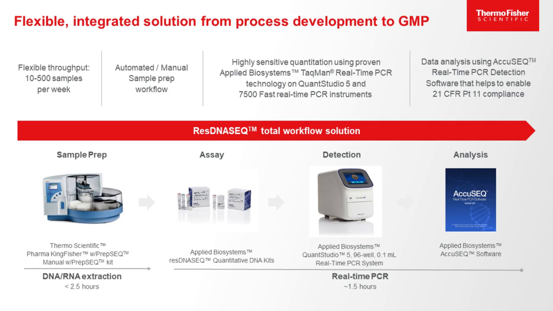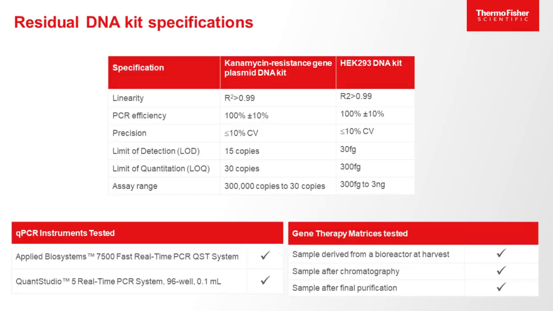The AccuSEQ real-time PCR detection software integrates with our recommended instruments and provides many features to support you with the setup, running, and analysis of your real-time PCR experiments. The software has assay functionality that helps enable 21 CFR Part 11 compliance and full traceability of all actions within the software. This slide gives a quick overview of some assay specifications. You can see the specification for the resDNASEQ quantitative plasmid DNA kanamycin resistant gene and HEK293 residual DNA kit.